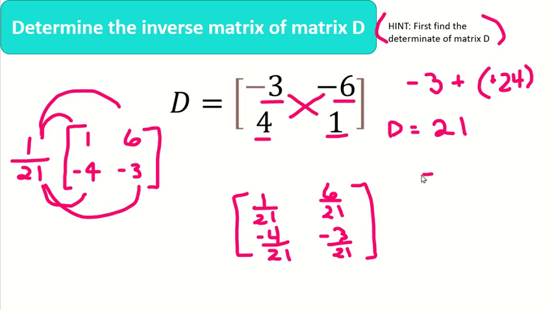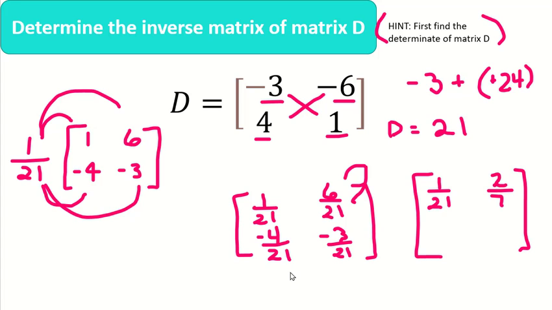Let's see if we can reduce anything. 1 over 21 is in lowest terms. 3 goes into 6 2 times, and 3 goes into 21 7 times. Okay, -4 over 21, we've got to keep that. They do not have common factors. But we can divide 3 into 3 and 3 into 21, so we get -1/7. All right, so this is the inverse.